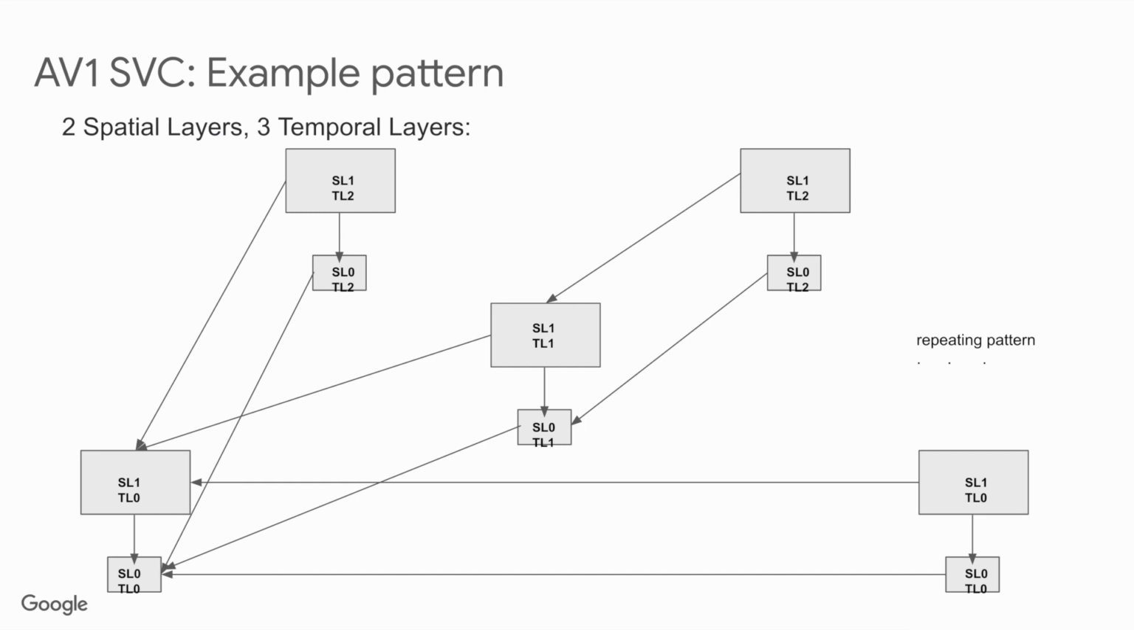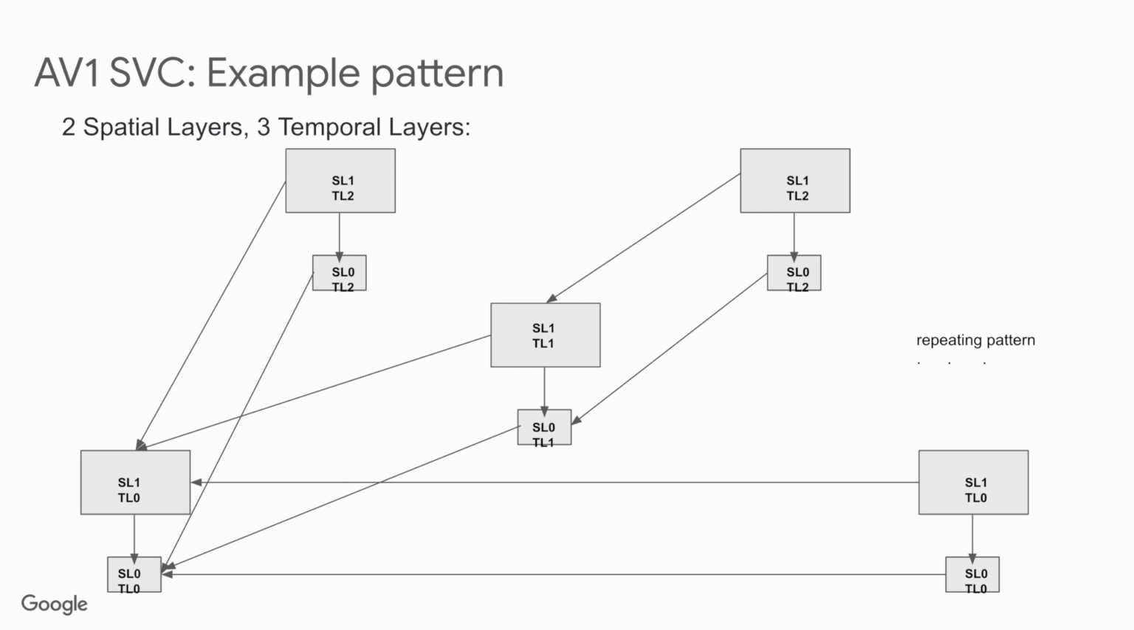So the next slide is an example pattern for one type of layer structure, and this is for 2 spatial layers and 3 temporal layers. SL0 refers to the base spatial layer, and SL1 is a spatial enhancement layer. And then there are 3 temporal layers here, TL0, TL1, TL2. TL0 is the base temporal layer. You can see that the arrows show the prediction structure.